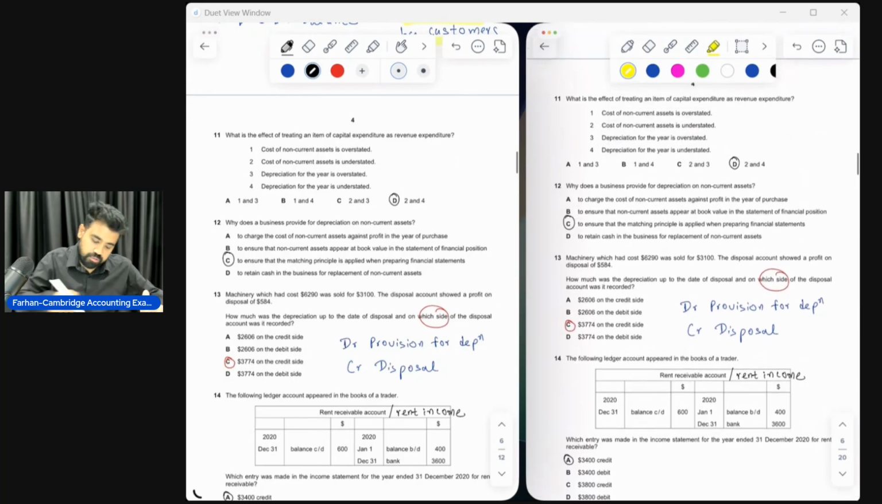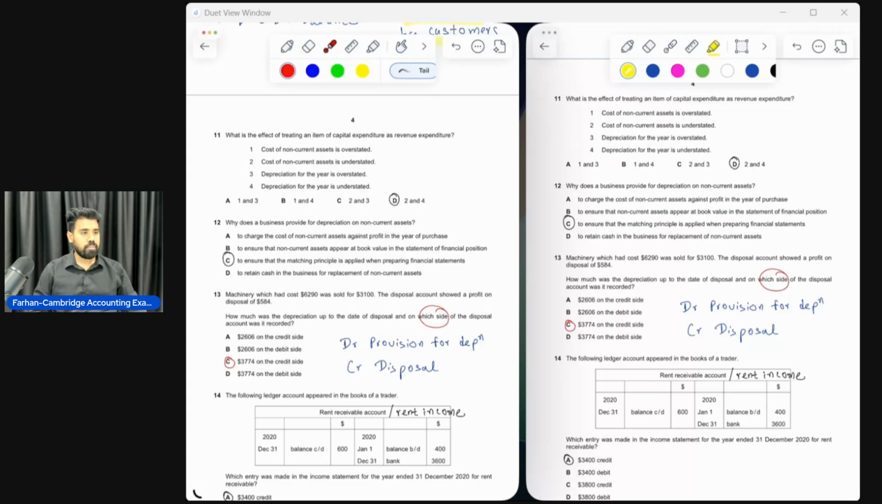What is the effect of treating an item of capital expenditure as revenue expenditure? Okay, first of all, think about the difference between capital and revenue expenditures. Capital expenditure refers to the purchase of a non-current asset and adding value to an existing non-current asset, right? So what do we understand by adding value?